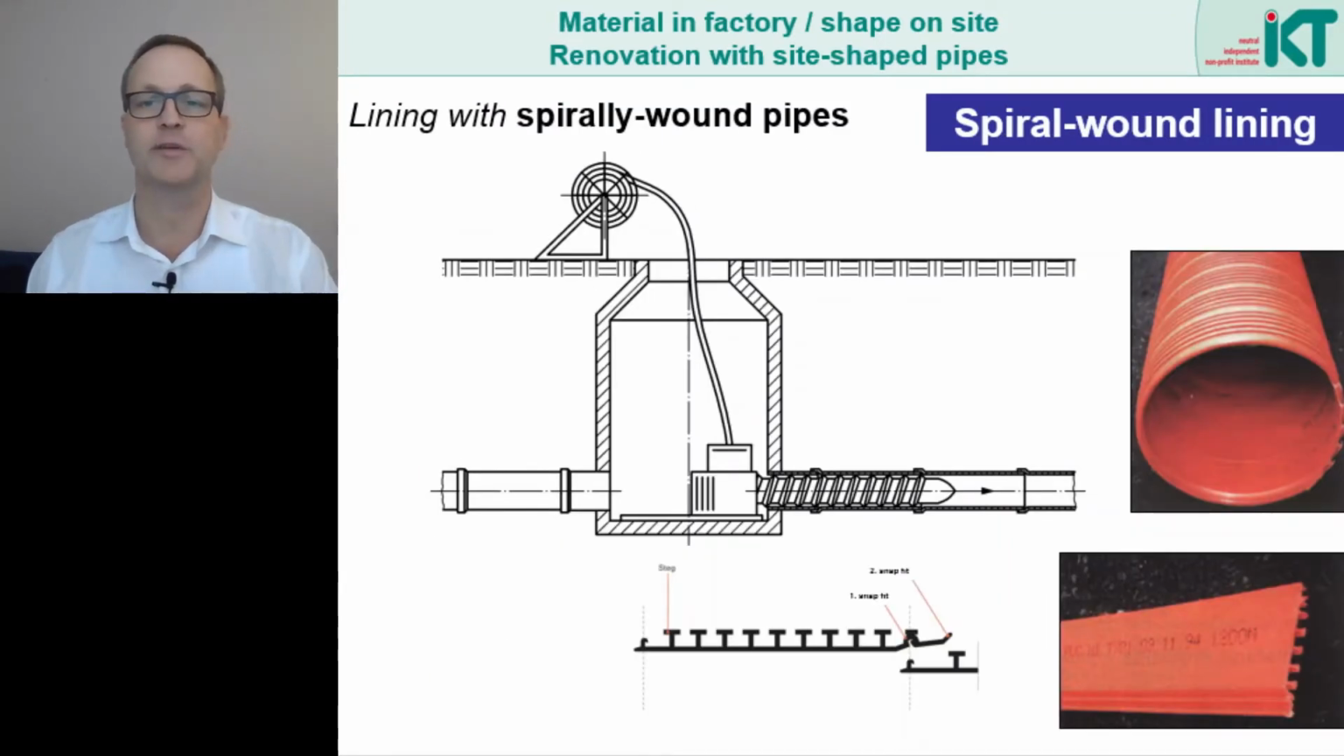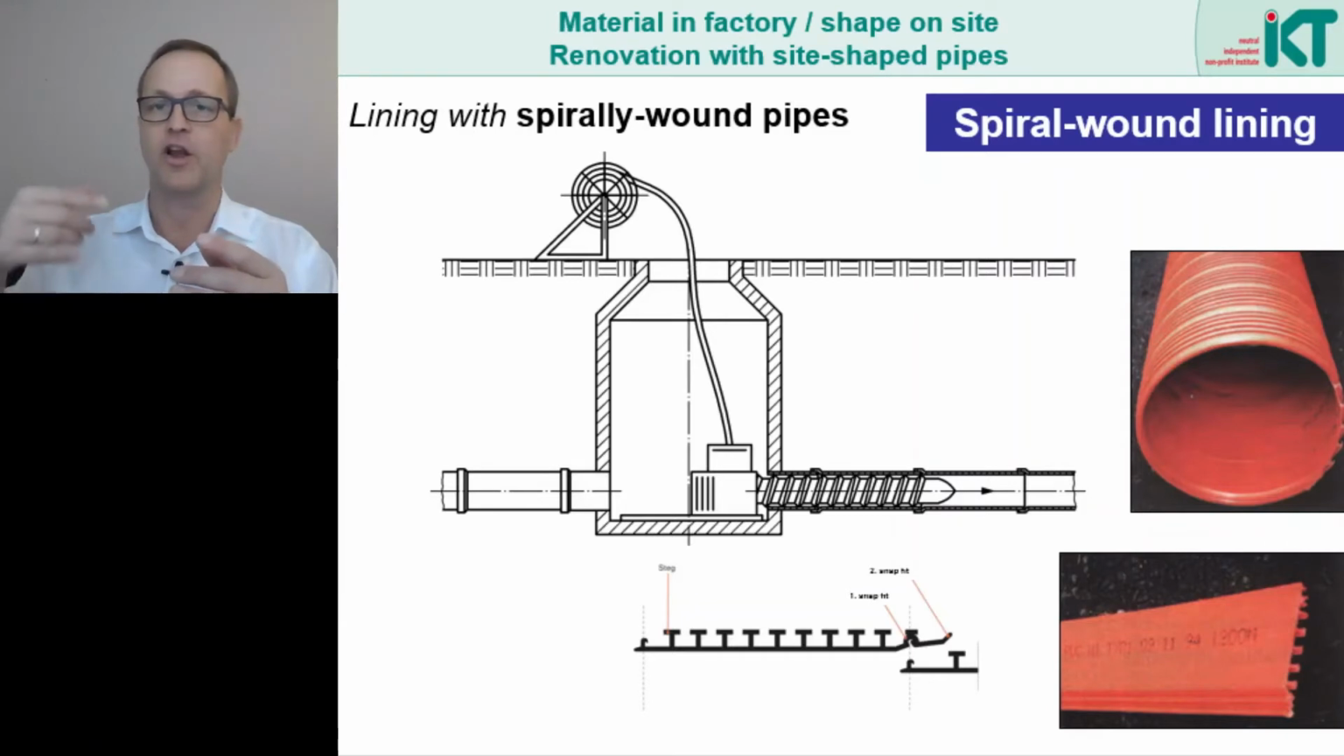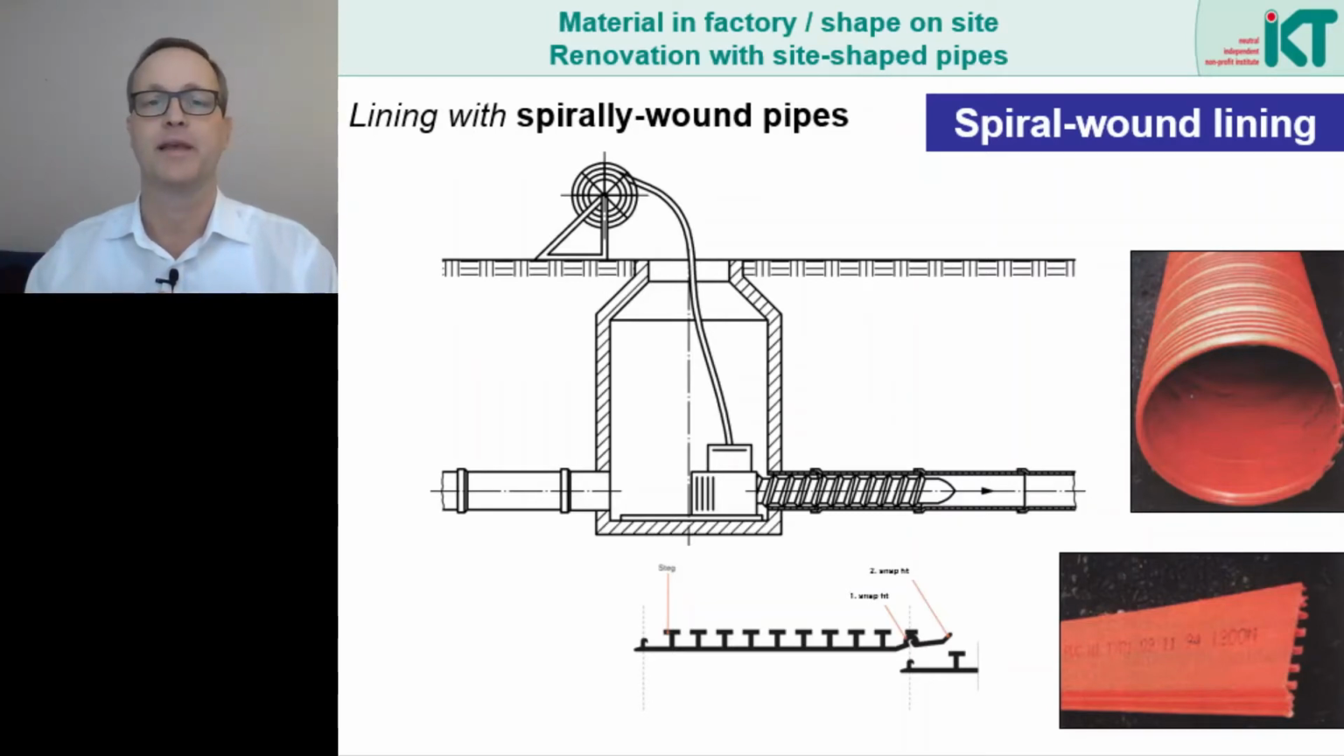Another technique in which the material is produced in the factory and then assembled into a pipe at the construction site is the lining with spirally wound pipes. At the construction site, the plastic strip, which was pre-produced in the factory, is let down from a drum into the manhole. A new pipe is then wound from this strip, and it slowly advances from the manhole into the old pipe. The pipe joint runs in a spiral along the entire length of the pipe. The annular space is usually filled with grout.